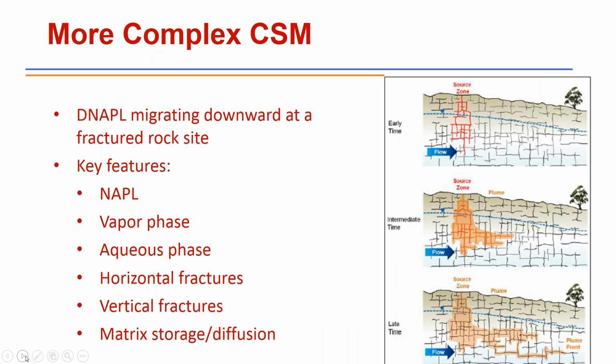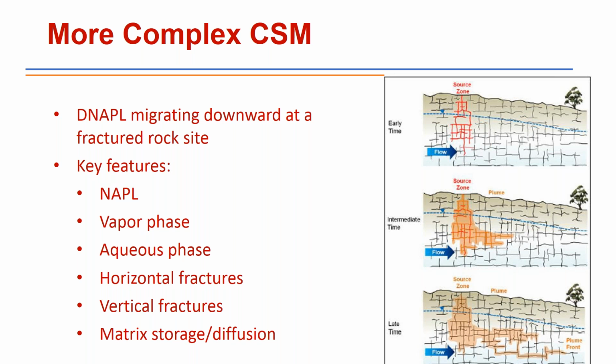So here's a little bit more complex version. Let's say here it's a fractured rock site, and you have the same concept where a spill occurred, and you have migration downward, but in this case, it's moving through fractures. That's shown by the bright red. In this case, we're saying that bright red is the non-aqueous phase. So that may be a NAPL moving down through the fractures. At an intermediate time, some of that NAPL has dissolved into groundwater and starts to move down gradient.